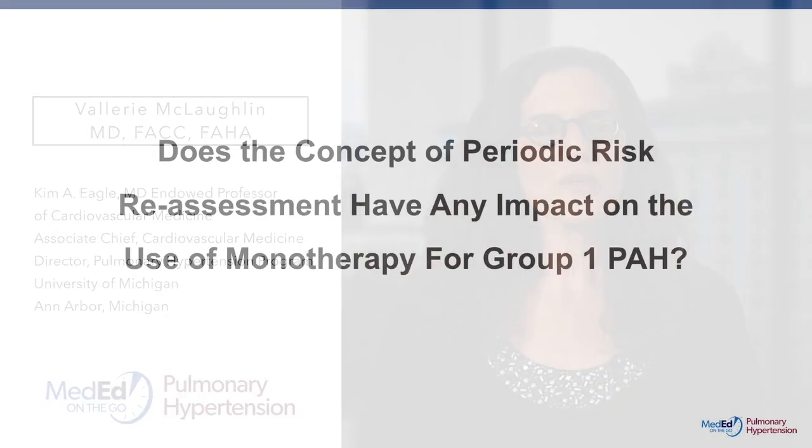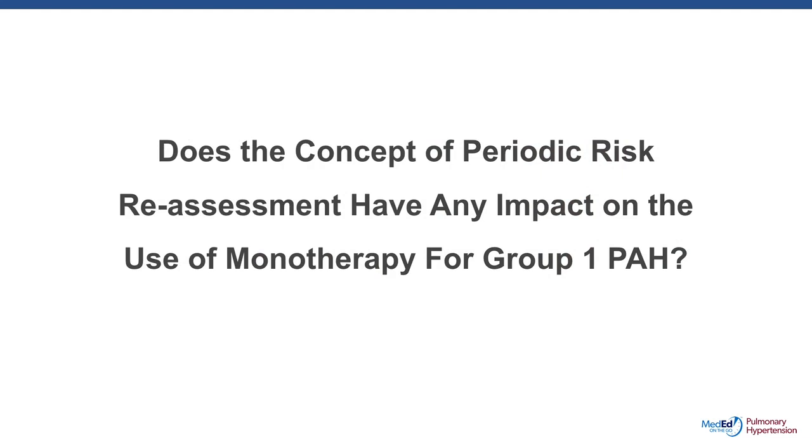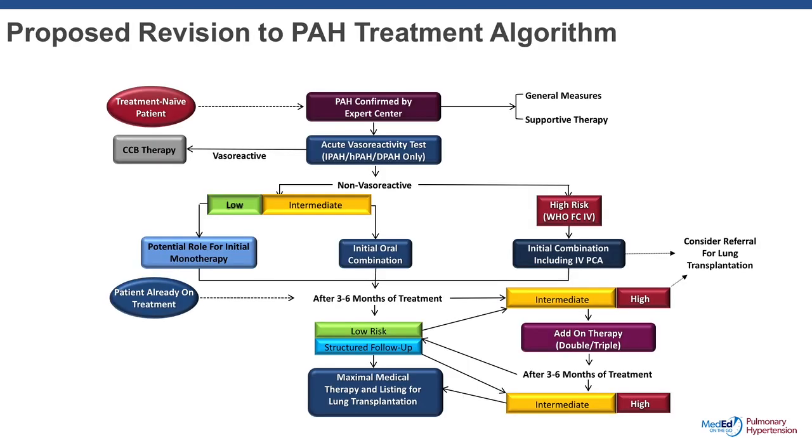Today we're going to talk about the updated treatment algorithm for pulmonary hypertension that was discussed at the 6th World Symposium. We're going to concentrate specifically on the initial steps and what is the role for initial monotherapy. This is an overview of the treatment algorithm.